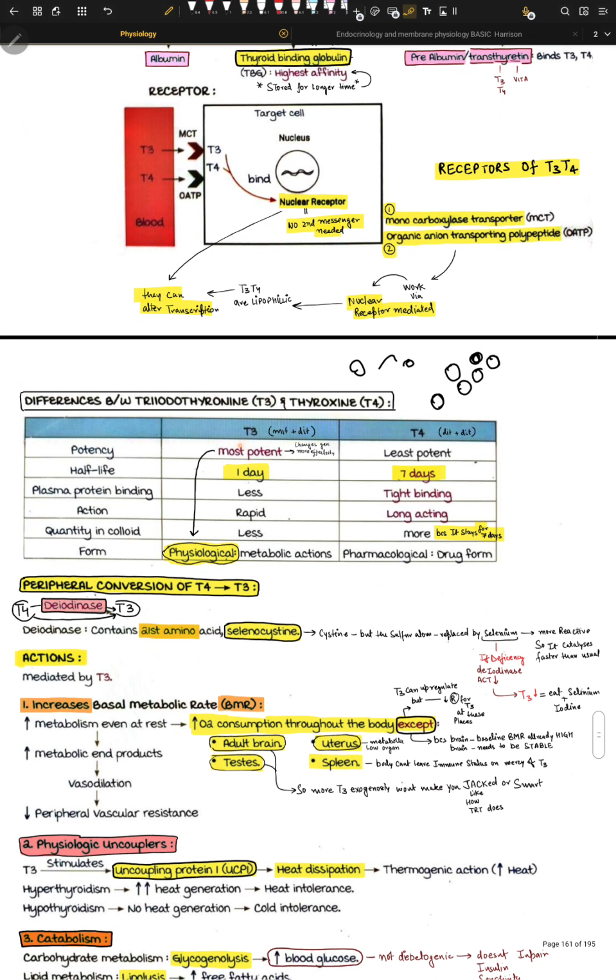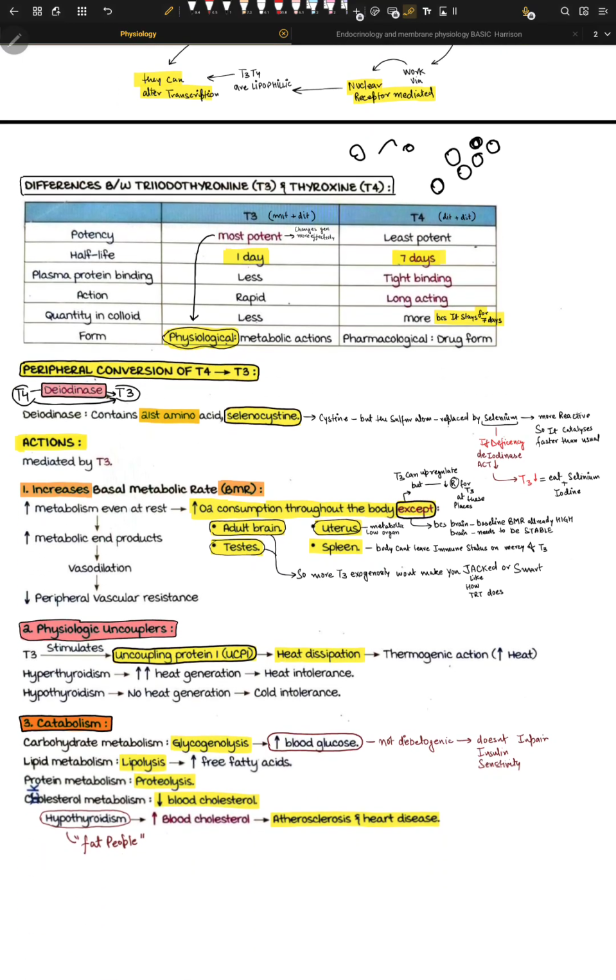I hope you understand T3 is potent. Why is it more potent? Because it's free. Why is T3 chemically more reactive? Well, it follows something called the octet rule, and T3 is not stable, right? I hope you understand T3. Deiodinase, we know that, okay. Deiodinase breaks the iodine, right? It converts T4 into T3. Selenocysteine, we know selenium is needed for the formation of deiodinase, right?